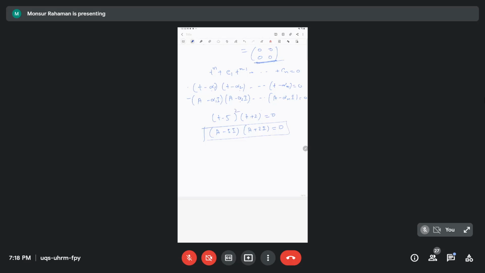When there is a repeated root like this, the minimal polynomial could be anything. What could the minimal polynomial be? This one, or t minus 5, t plus 2, or with exponent 2, or 1, and also 2 2, or 2 3, anything. But at least once you have to multiply each factor.